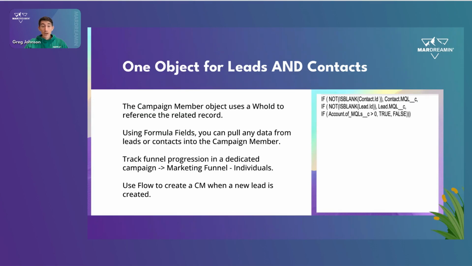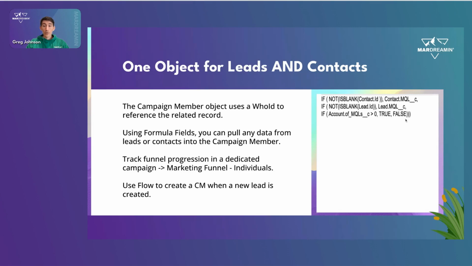And you do that by using the campaign member object. The campaign member object is really perfectly suited to this task, because it uses a who ID to reference the related record, which means that regardless of whether the related object is a lead or a contact, you can pull in data from the related record using a formula field.